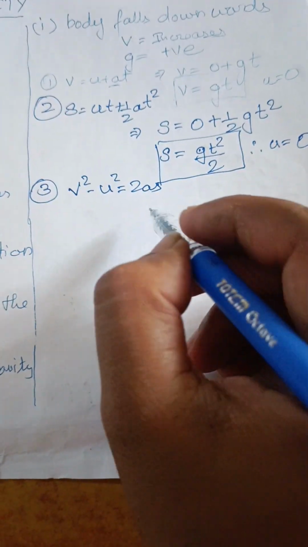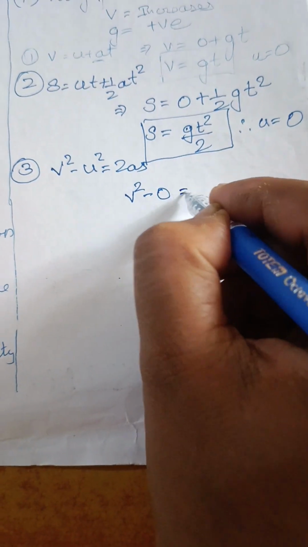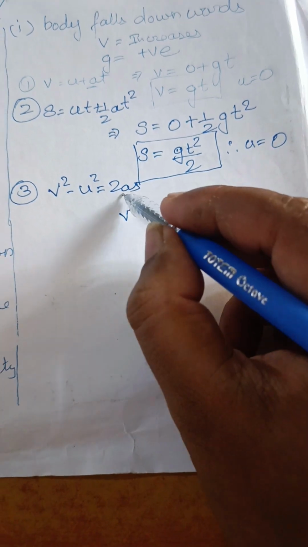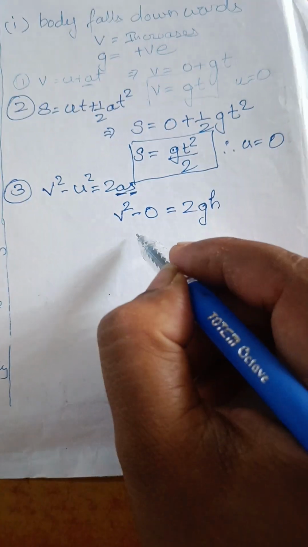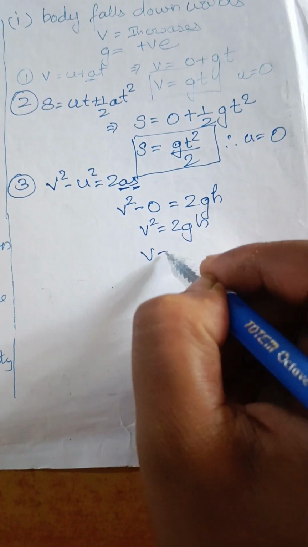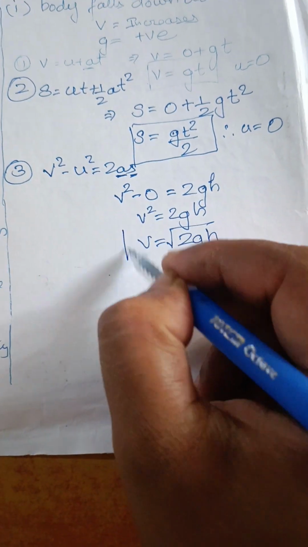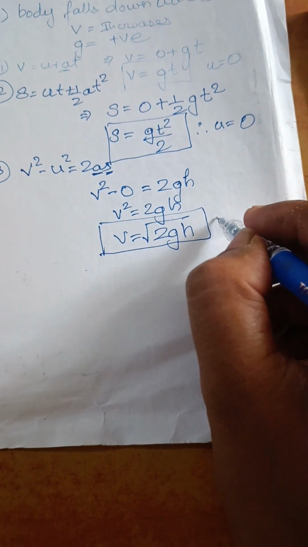So we can write it here as v square minus 0. We know that initial velocity always tends to 0. So 2 times g. a is represented as g, s is represented as height. So we'll write it as v square is equal to 2gh, or we can also write v is equal to root of 2gh. That is the third equation of motion, where the final velocity can be calculated.